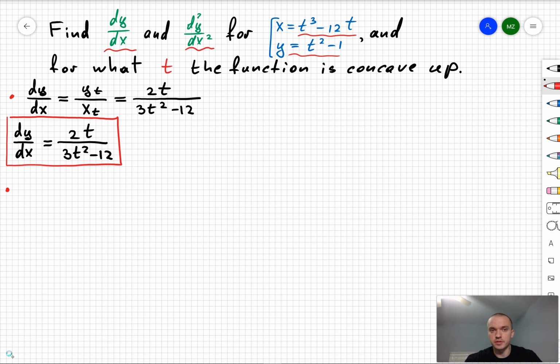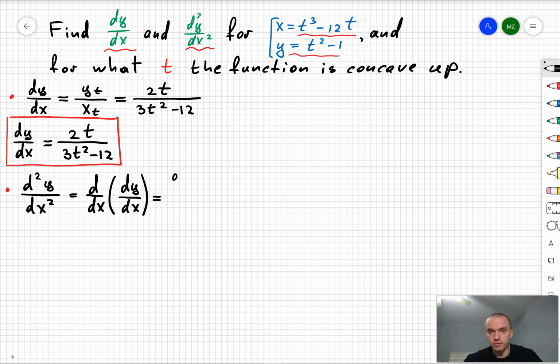Finding the second derivative is a little bit tricky, but let me show you how to do that. First, let's write our second derivative. What is the second derivative? It's the derivative of your derivative. If you remember how we derived the original derivative of a parametric function, you take your derivative with respect to t and then divide over dx over dt. So basically you divide top and bottom by dt. Then we can see what we obtain.